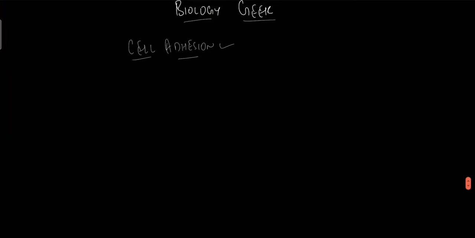So basically, from the term we can understand what cell adhesion is. Cell adhesion means binding of any cell with another cell. In a manner in which a cell binds to another cell, this process is known as cell adhesion. Fixing of two cells to each other is known as cell adhesion. Now, cell adhesion can happen in unicellular organisms as well as in multicellular organisms.